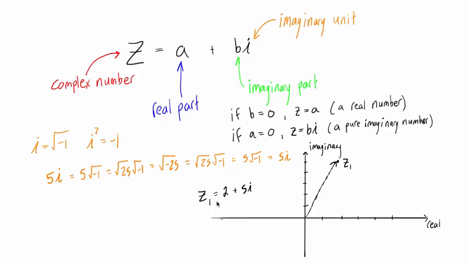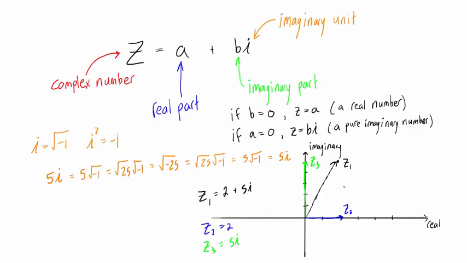Or we could have some cases where b is 0 or a is 0. So if we had z2 and it was just equal to 2, well, that would just be its real part here. We could plot z2 in the imaginary plane like that. Or if we also had, let's say, z3 with no real part, just an imaginary part, and it was, let's say, 5i, well, we could plot that on here. It would have 0 real part and 5 for its imaginary part, so this would be z3.